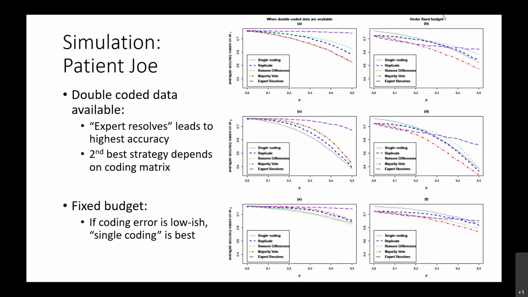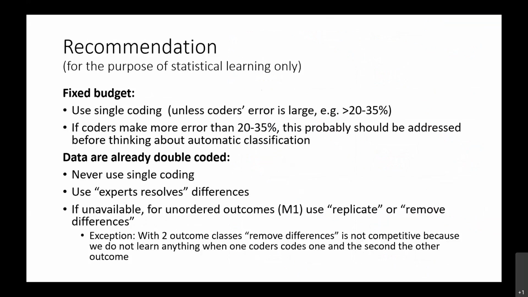Now, turning to fixed budget, single coding, the gray line, wins each and every time for reasonable error rates. You know, if you get into high error rates, then strange things happen. So if we have a fixed budget and assuming the error rate is reasonable, single coding. So don't pay for the extra codes. All right. So I'm just summarizing my recommendations here. Fixed budget, use single coding, unless the error is really too big, and then you may want to look into why it's too big and change the coding manual or something.